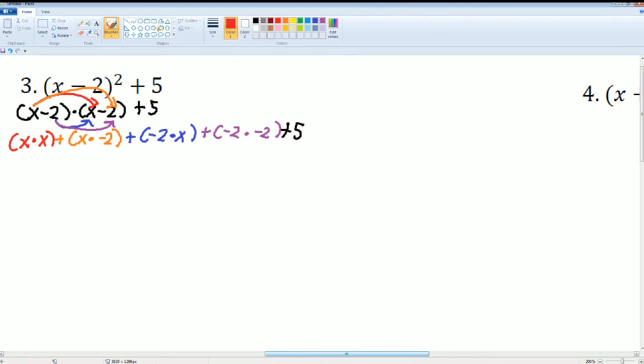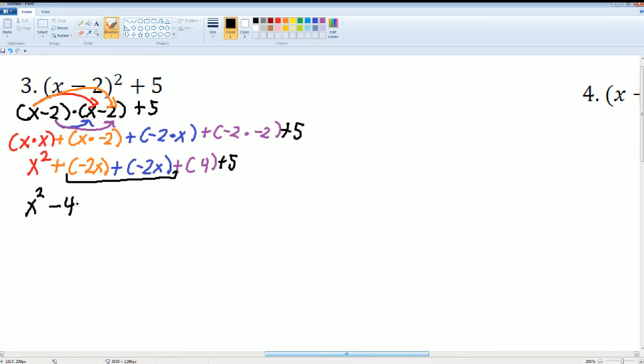What's x times x? It gets you x squared. Plus negative 2 times x is negative 2x. Negative 2 times x is again negative 2x. Negative 2 times negative 2 is a positive 4, and bring down the 5. So nothing happens to the x squared. That remains unchanged. Negative 2x plus negative 2x is a negative 4x. Why? Negative 2 minus 2 gets you negative 4.